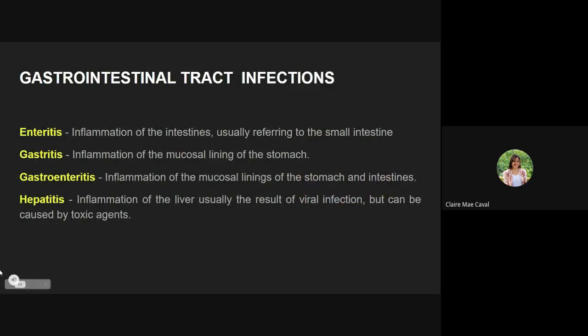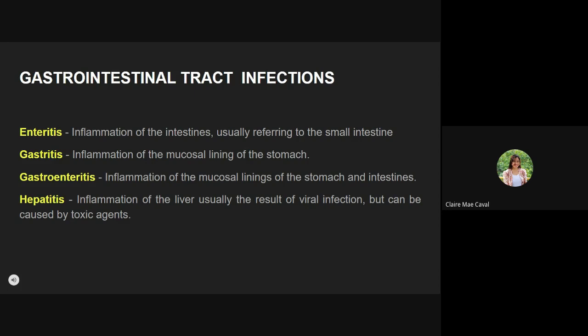Enteritis is the inflammation of the intestines, usually referring to the small intestine. Gastritis, inflammation of the mucosal lining of the stomach. Gastroenteritis, inflammation of the mucosal linings of the stomach and intestines. Hepatitis, inflammation of the liver, usually the result of viral infection, but can be caused by toxic agents as well.